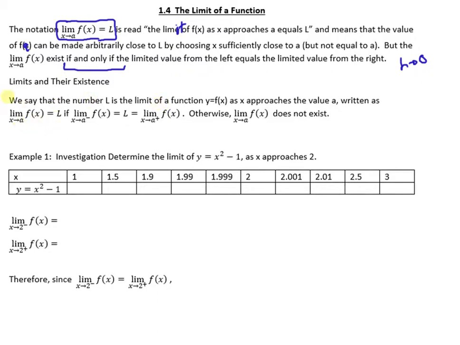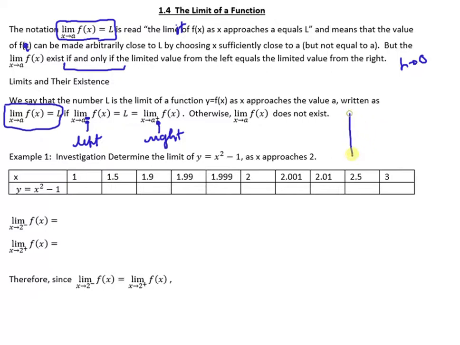So what this means is, if we skip down here, the limit of f at x as x approaches a equals L if, do you see this negative sign right here, from the left-hand side it equals L, and it also equals the same number from the right-hand side. Otherwise, the limit does not exist.